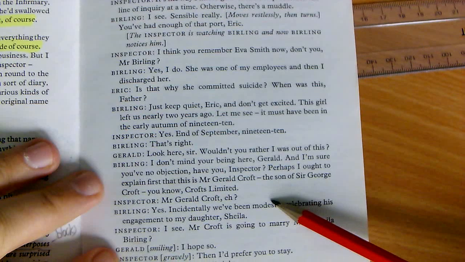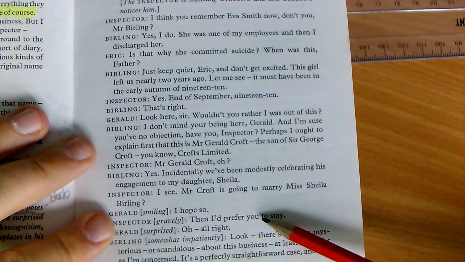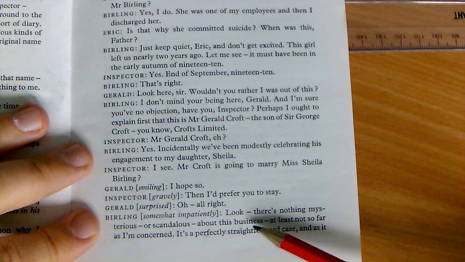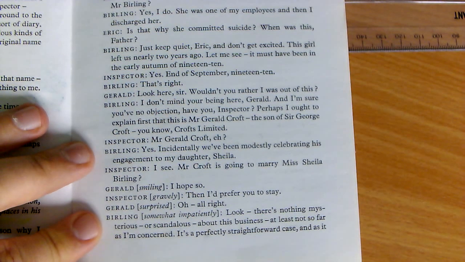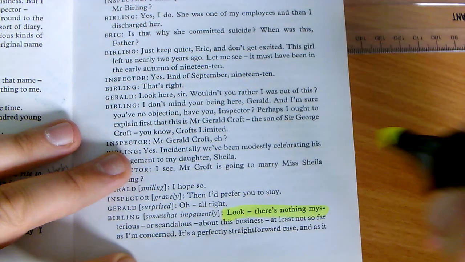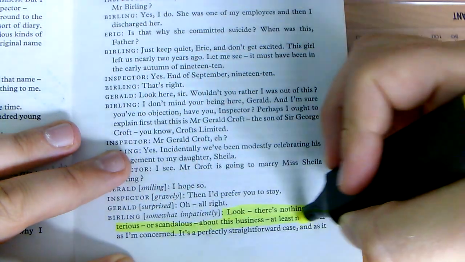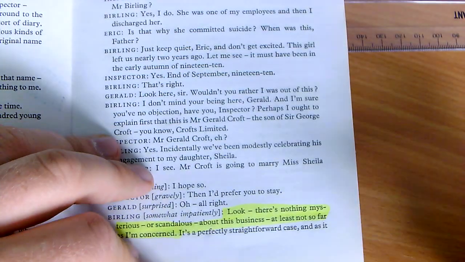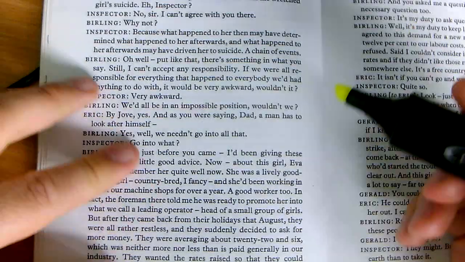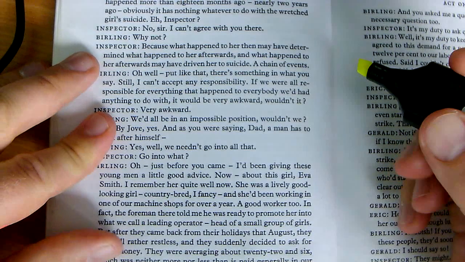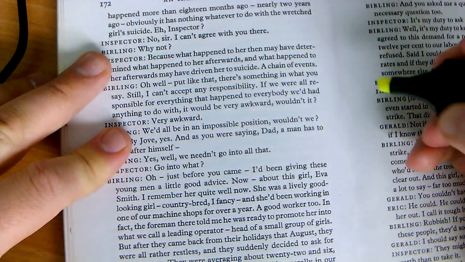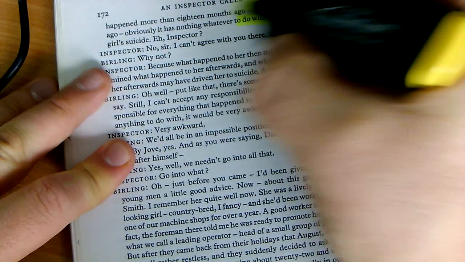Okay, he talks here about the family knowing and the Crofts being involved in it, and that Gerald is going to marry Sheila. And at the bottom, Burling says here, look, there's nothing mysterious or scandalous about this business, at least not so far as I'm concerned. It's a perfectly straightforward case, as it happened more than 18 months ago, nearly 2 years ago. Obviously, it has nothing whatever to do with the wretched girl's suicide, eh, Inspector?